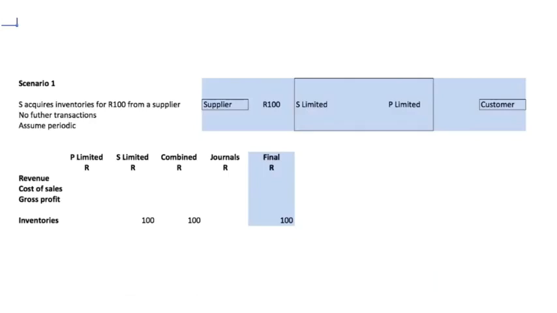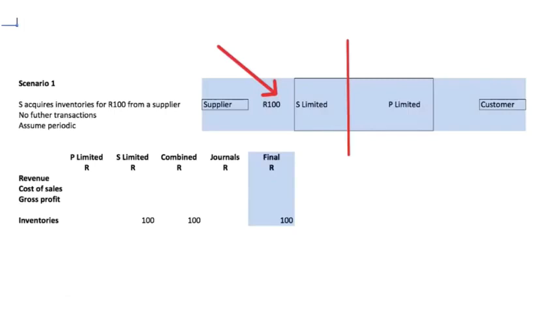Right, given that economic event, let's go through a few scenarios as that event develops. The first scenario will be where S Limited has acquired the inventories for the R100. So in this scenario, taking a similar graph to the previous slide, the supplier now has given or sold inventories to S Limited for R100. The transaction has then ended there. There's been no flow through of P Limited acquiring the inventories from the subsidiary.